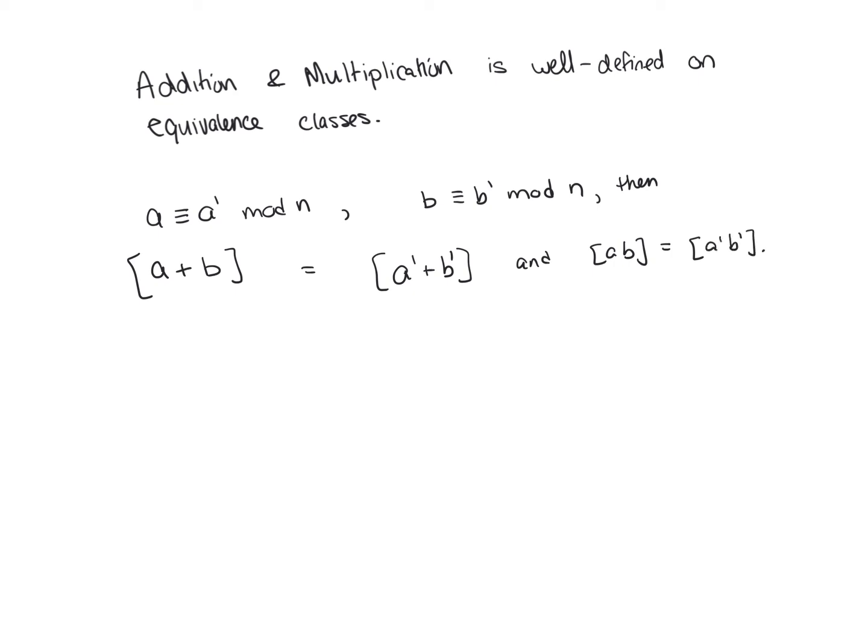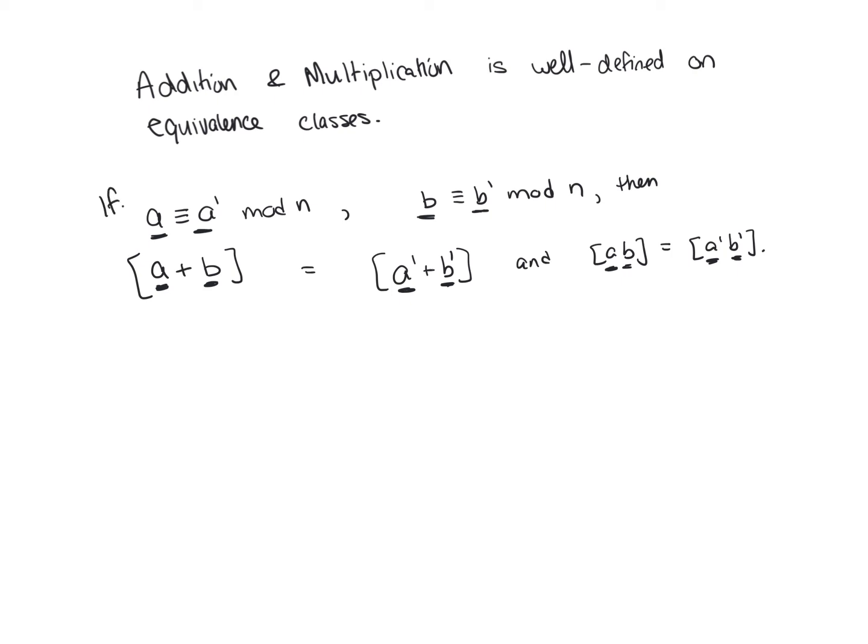Okay, so I want to show that it doesn't matter which item you pick from that equivalence class. If you have any item from the first equivalence class added to any item from that second equivalence class, then you're going to get the same equivalence class output, and the same thing for multiplication. Anything from the first equivalence class multiplied by anything from the second equivalence class will always give us that same output. So how do we actually show that?